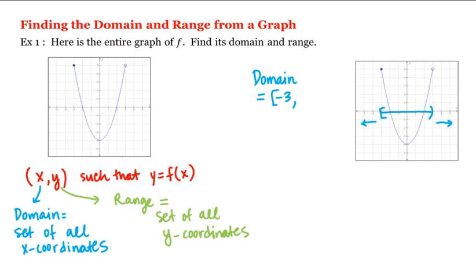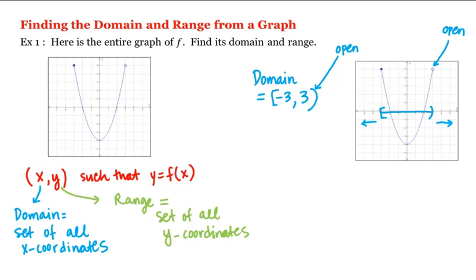-3 up to 3. And notice that this is an open parenthesis here because this point over here is open. In other words, x equal to 3 is not the x-coordinate of any point on that graph because of that open circle. Now what about the range?